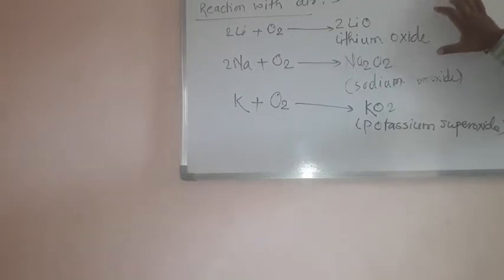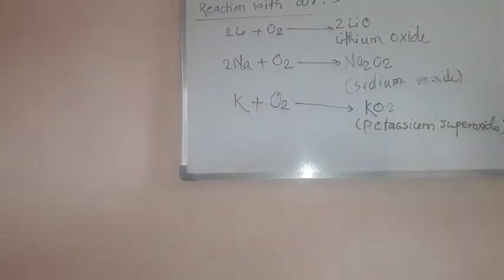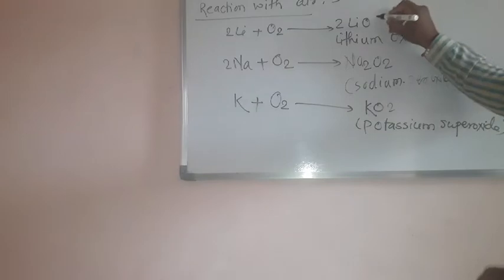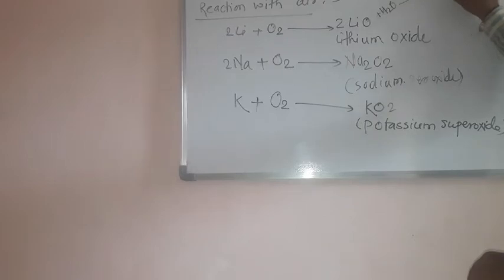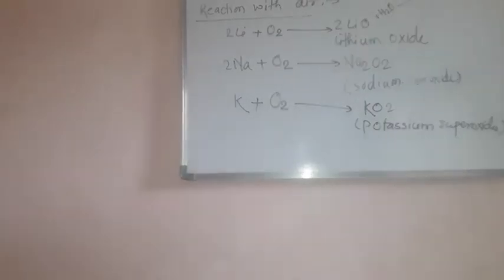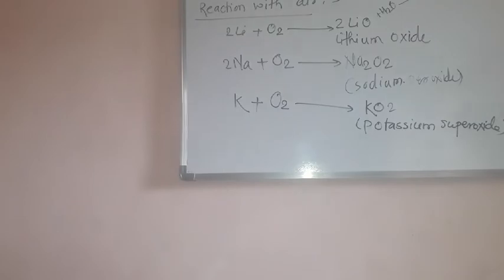These oxides, when dissolved into water, form strong alkalis. For example, lithium oxide dissolved into water gets converted to lithium hydroxide, 2LiOH, and these lithium hydroxides are strong alkalis.